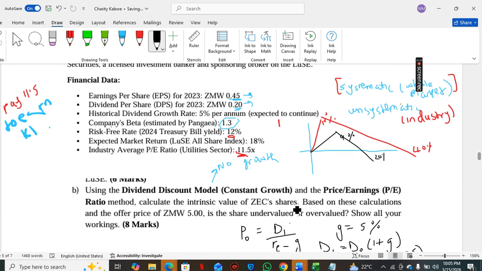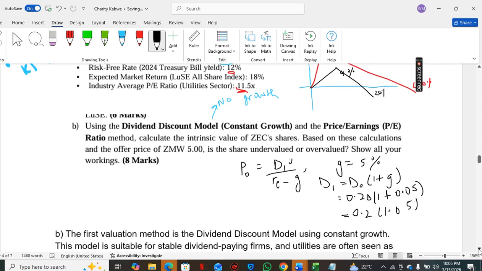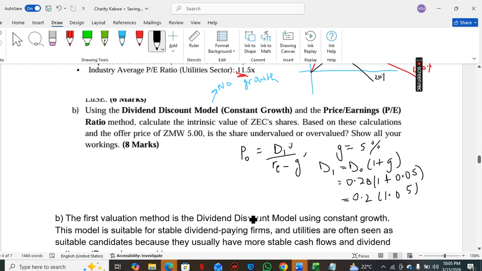So we've got D1 and we've got the growth rate, but we do not have the expected rate of return, sometimes also called the cost of equity. In some books you see it written as KE, cost of equity from the company's perspective, or RE, required rate of return from the investor's perspective. If you see KE or RE, it's the same thing. So we need to calculate this cost of equity, or the expected return.